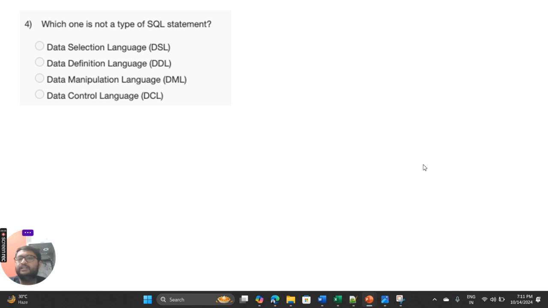Then the next one is: which of the following is not a type of SQL statement? SQL is structured query language which we use in GIS. So from the given four, which of the following is not a type of SQL statement? DDL? Yes, data definition. Data selection, data manipulation, and data control. So data definition, it means we are giving data, like there are options like make, create, and all.